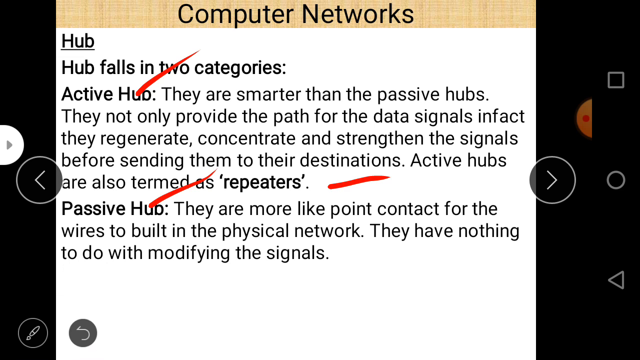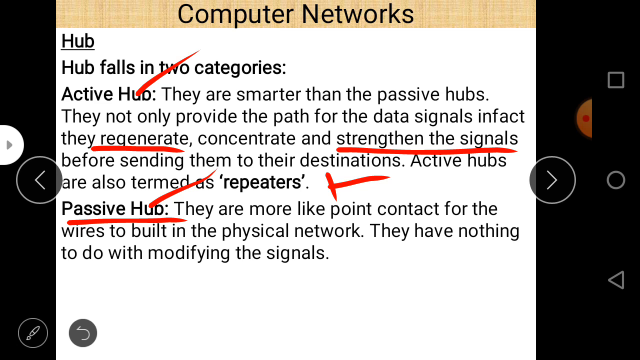So hubs are basically of two types. Active hub, also called a repeater. That is a very important point. And the second important point regarding active hub is that they not only provide the path for the data signal, in fact they regenerate or strengthen the signal, and this feature is not available in passive hub. So active hubs are also called repeaters. In passive hub, they are more like a point of contact for the wires to build into the physical network. They have nothing to do with modifying the signals.